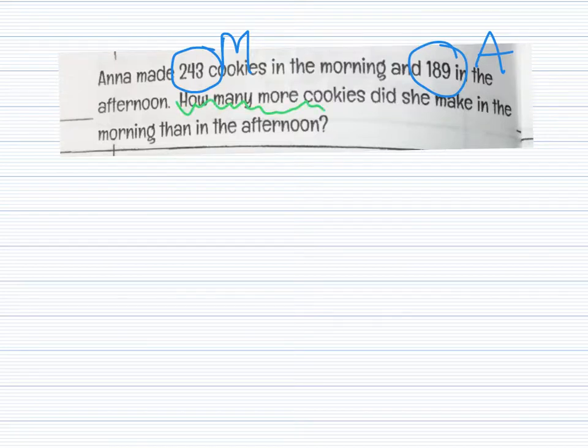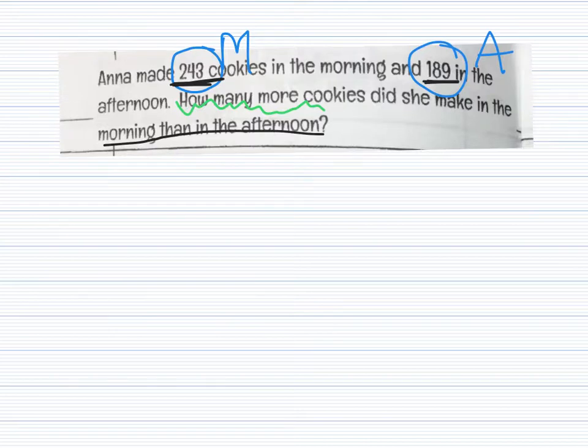Now, the question says, how many more cookies? Right there, it tells me that I'm looking for the what? The larger quantity, the smaller quantity, or am I looking for the difference? Good. Here I'm looking for the difference because it gave me the biggest number. It gave me the smaller number, and I'm trying to figure out how many more cookies she made in the morning than in the afternoon. So I'm looking for the comparison. I'm looking for the difference.